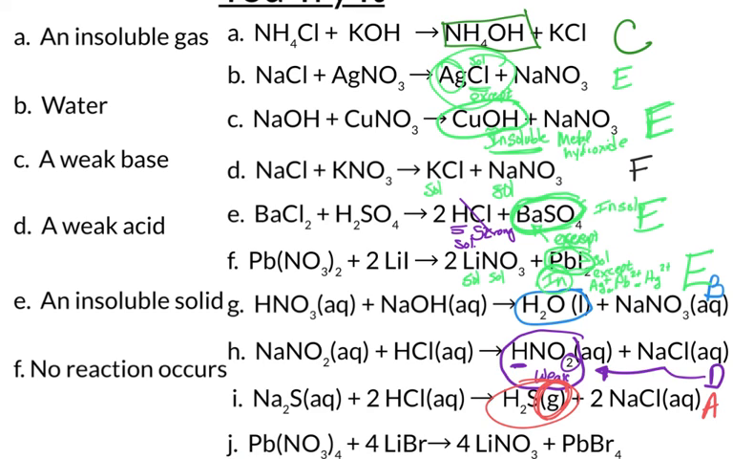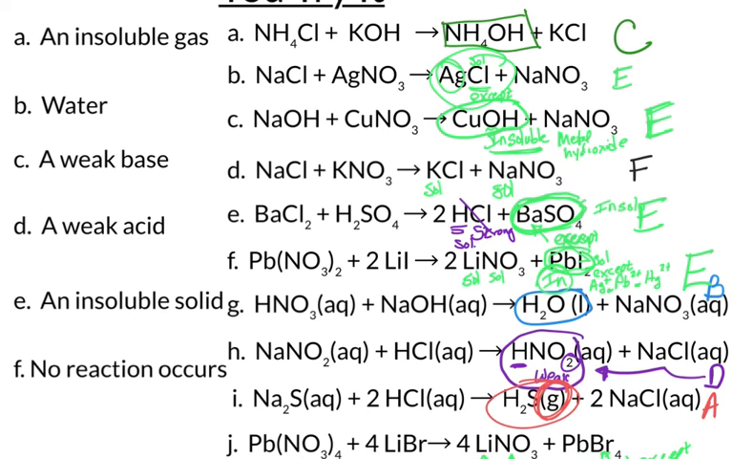Here we have the two things that are produced are lithium nitrate and lead 4 bromide. So there is no gas formed, there's no water formed, no base formed at all, whether it's weak or strong, no acid formed, whether it's weak or strong, and so we look for the insoluble solid. In this case, we have lithium nitrate. The lithium and the nitrate both say 100% soluble all the time. We look at lead 4 bromide. We see that lead has no specific rules, but bromide does have some rules, and that is that it is mostly soluble unless it is with silver, lead 2, and mercury 2.